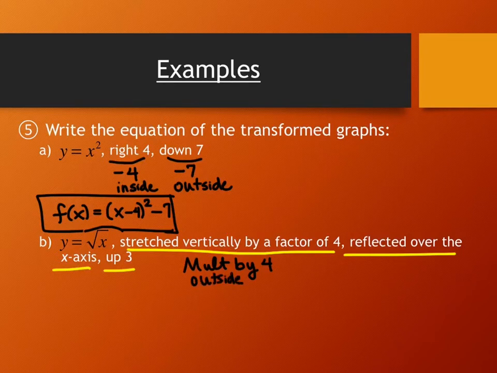Because it says vertically. Okay, somebody said something about a negative. That's coming from the reflection, right? It's reflected over the x-axis. So where will the multiplying by a negative occur? Negative on the outside or inside? Outside. Good job. On the outside. And then the last thing says to move it up 3. How do you get something to move up 3? Add 3 where? On the outside or at the end.